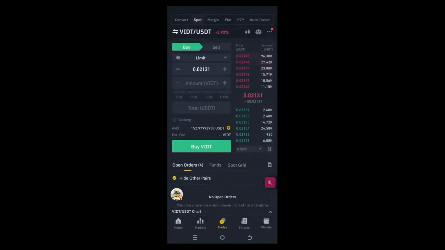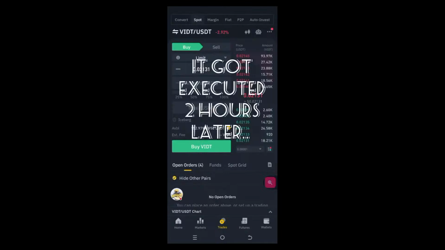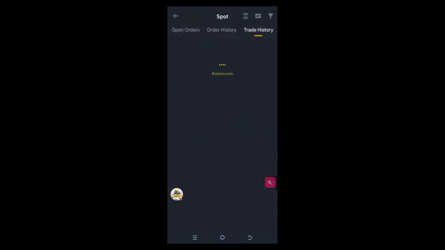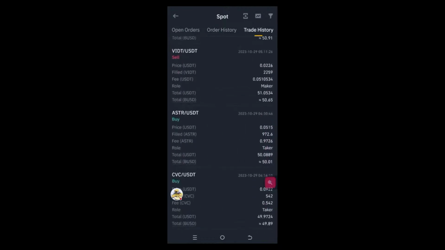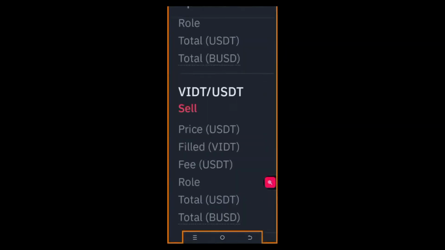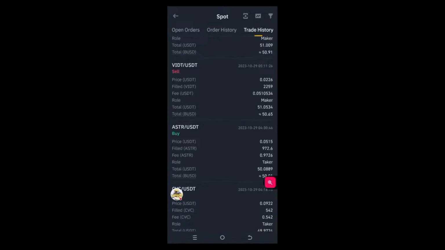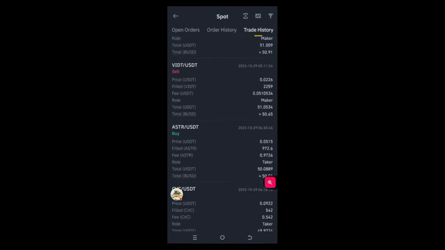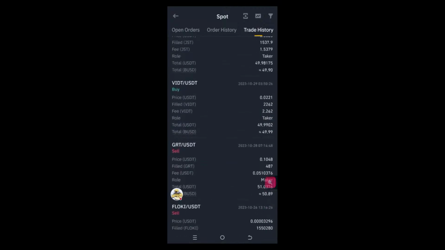We're currently on VIDT, as you can see here, and this trade happened almost 2 hours after we picked the trade. It executed almost 2 hours later, so let me open up the trade history so that we can see it and look at the different points and metrics. Okay, so this is VIDT. We actually bought it at 221. Let me go and check so that I can be very sure.